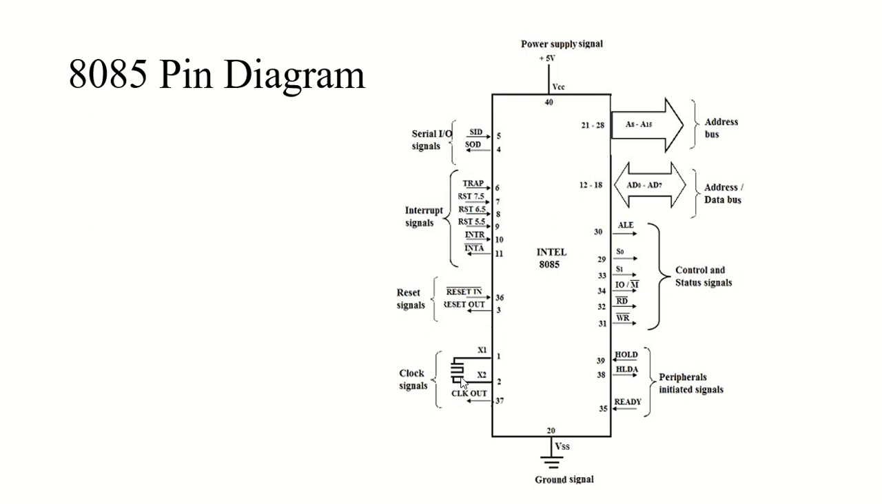Then we have the zero flag, which will be set when the result of the operation is zero. Except that, it will be reset. And then we have the sign flag, which will be set when the higher order bit of the result is 1.